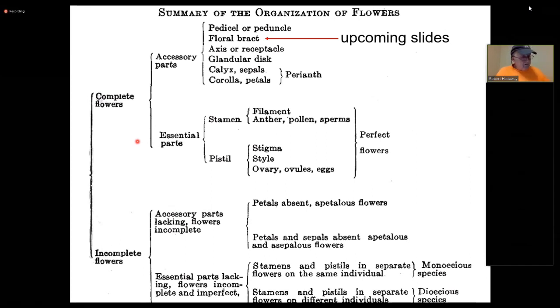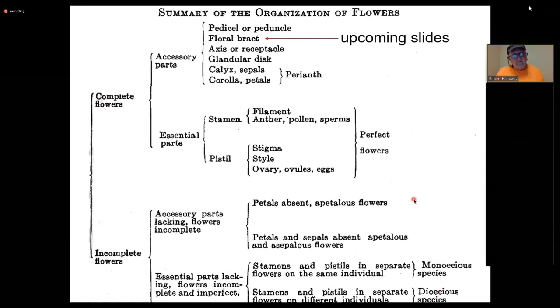But this is an attempt to classify in some sort of dichotomous fashion the different flower types, a summary slide. Accessory parts, you're talking sepals and petals, and then you've got bracts that you may or may not have. And we'll get into that on the upcoming slides. I said we'd revisit bracts, and we are. And then the essential parts, you're talking stamens and pistils, and perfect flowers. But incomplete flowers, this is the situation you can have. Monoecious species like oaks, dioecious species like willows and hollies. Okay.